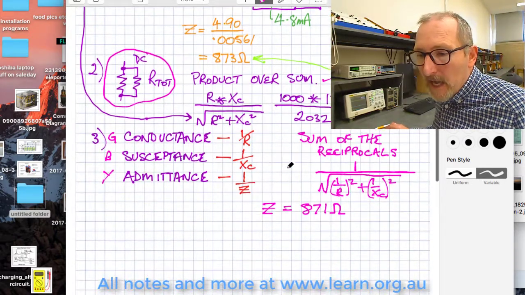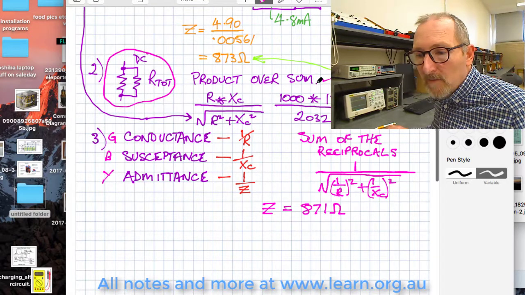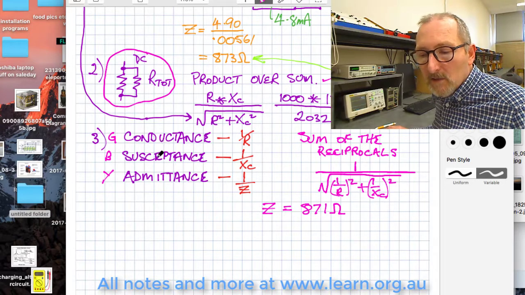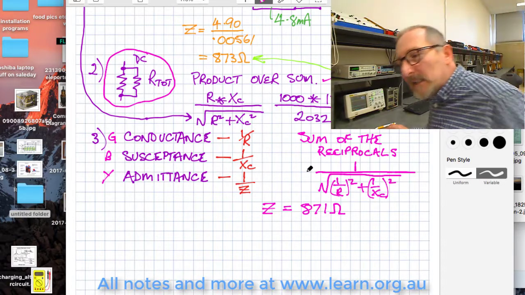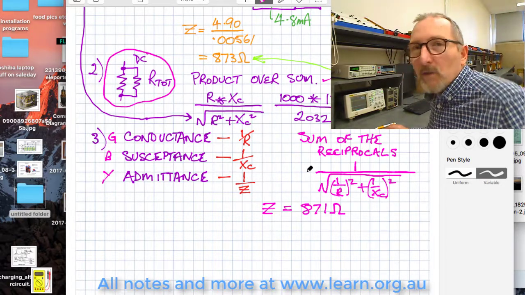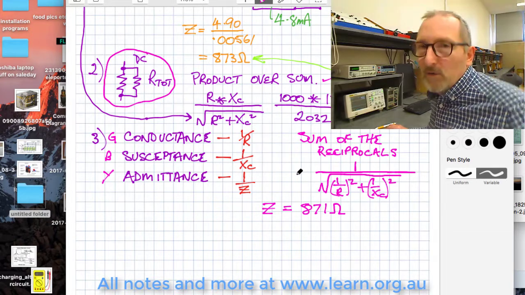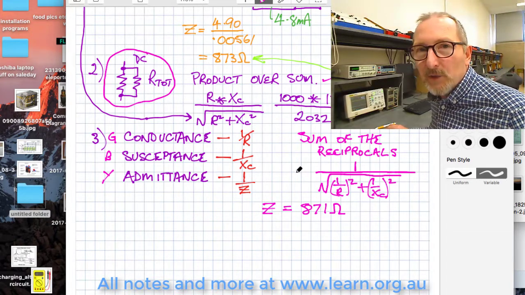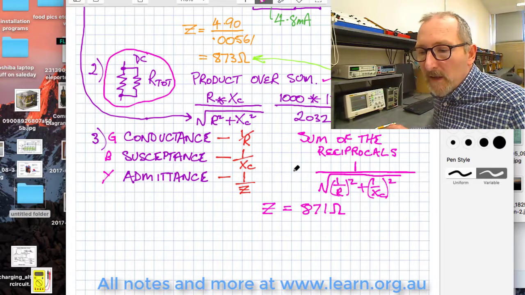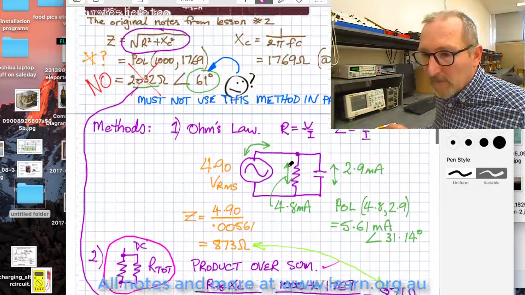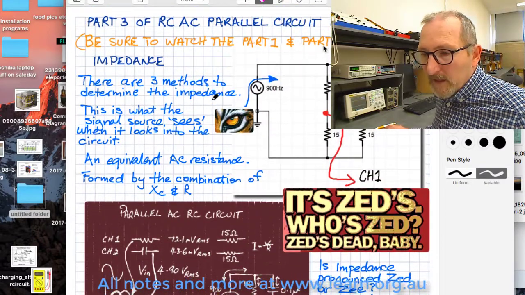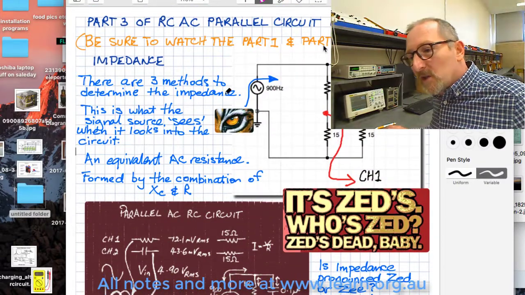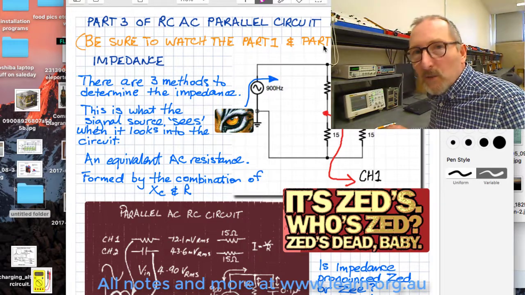We use product over sum here, or the third method was conductance, susceptance, and admittance. Really getting a little bit into another subject called circuit analysis, but it's not rocket science, it's not that hard to do, and it's something which we can do easily and apply to this particular circuit that we're working with. So I think that was pretty well it. Impedance is what the source sees looking into the circuit. We know this, we've seen it before.